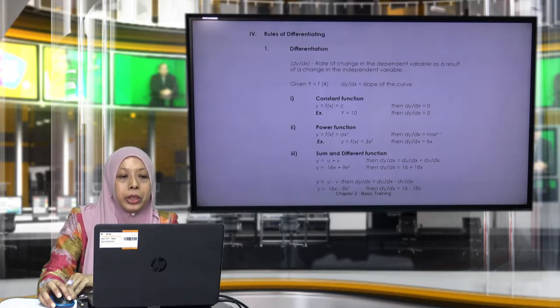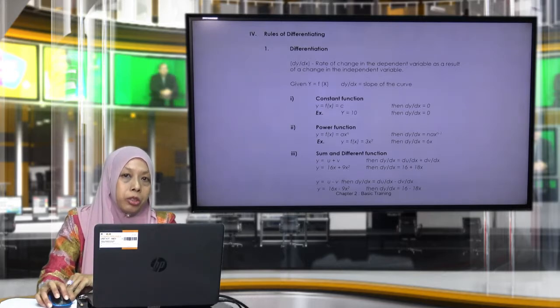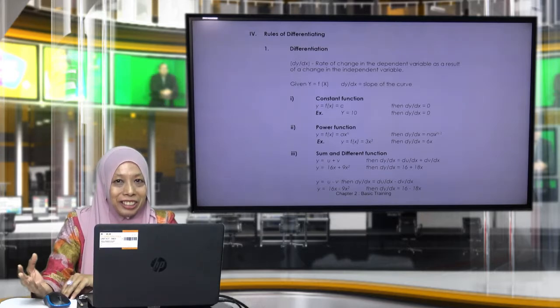Even though there are 6 rules of differentiation, for this course you only need to know the first 3 rules of differentiation. This is very important, so you need to remember them offhand.